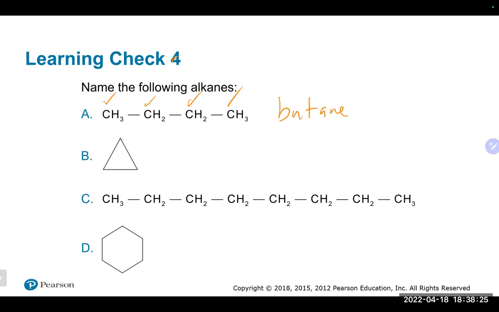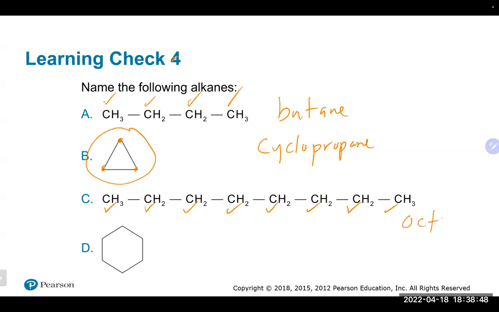This is our guy we saw earlier, 1, 2, and 3, which is propane, again in a ring type structure, has 2 less hydrogens and becomes cyclopropane. Same thing here, just go straight across in this condensed formula, 1, 2, 3, 4, 5, 6, 7, and 8. So that is our octane.